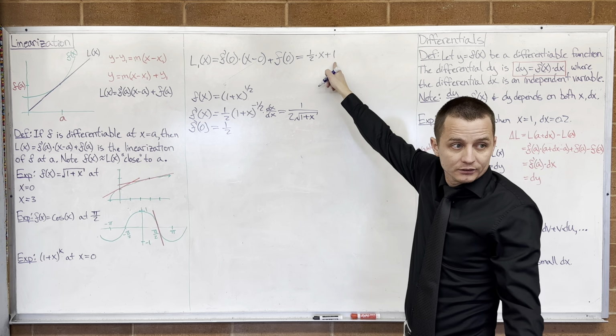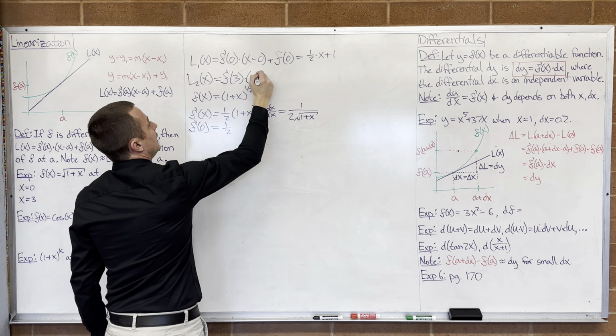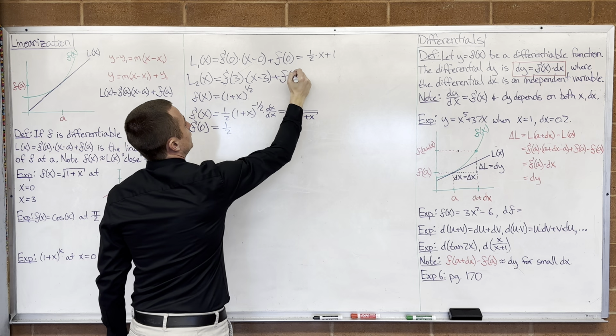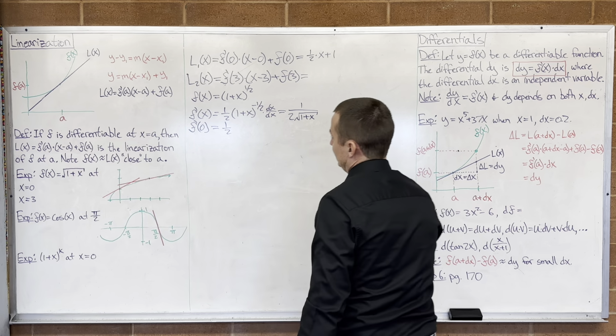Now let's find our second linearization, L sub 2. Blindly, without even thinking about it, it's going to be f prime at 3 times x minus 3 plus f of 3, right? Just blindly plugging in, no thought. Now what is f prime of 3? It's going to be 1/4, right? 1 plus 3 is 4, square root of 4 is 2, 2 times 2 is 4. So now this is going to be equal to 1/4 times x minus 3 plus, what's f of 3? 2.